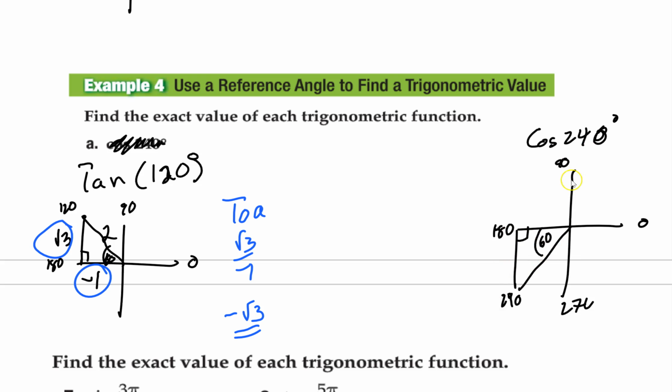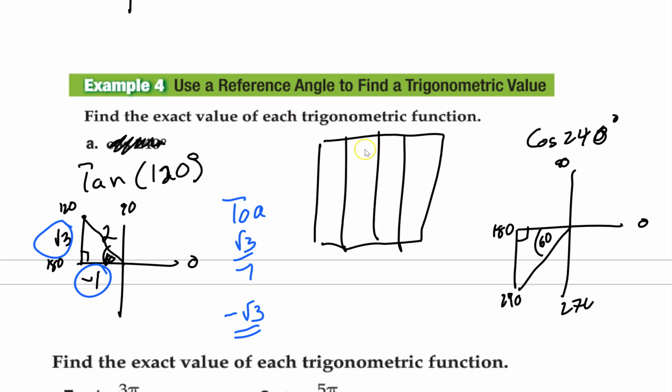Now, if I'm doing the chart, hopefully all you have to do is make the table once. That's it. If I give you a quiz or a test, you just make it once and you refer back to it. You've got to know how to make it, though. No cheat sheets in this class. So this will be 0, 30, 45, 60, 90.